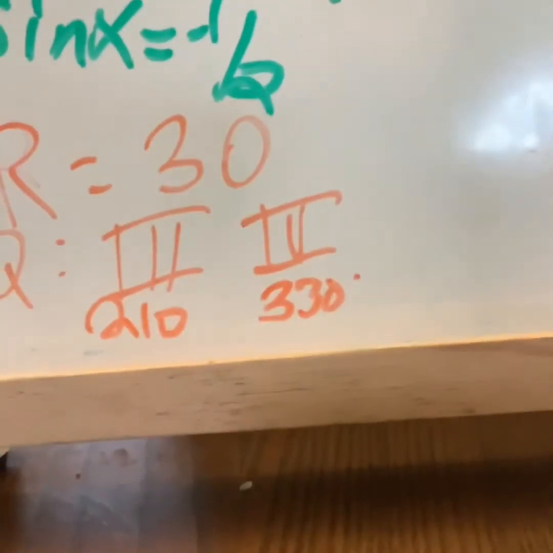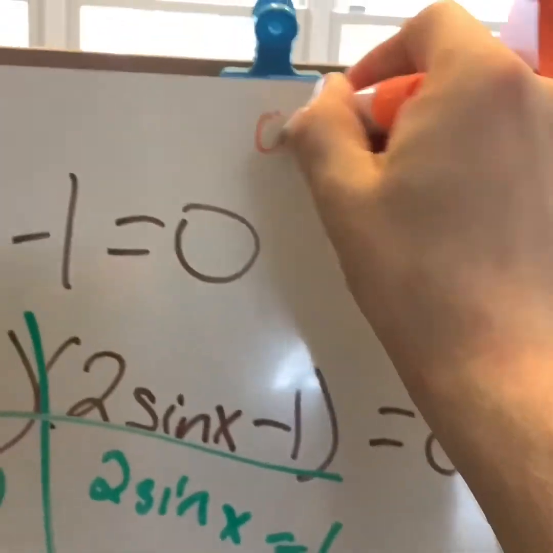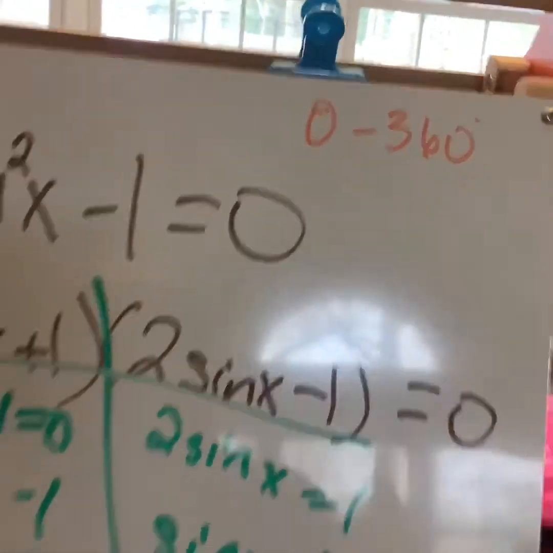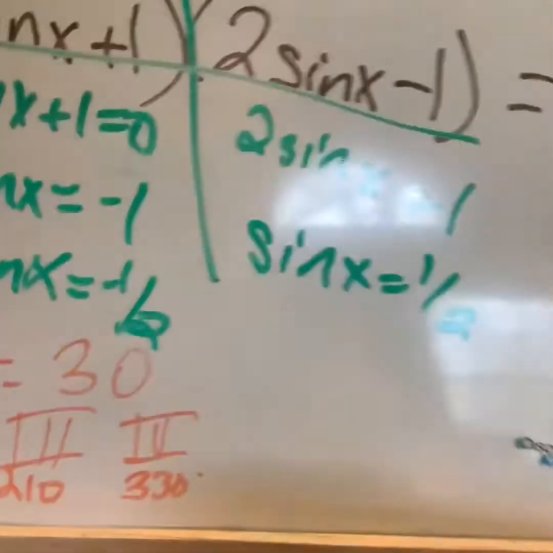So the two angles between 0, sorry, I never said between 0 and 360 degrees. It's always important to look at the domain, see what they're restricted to.